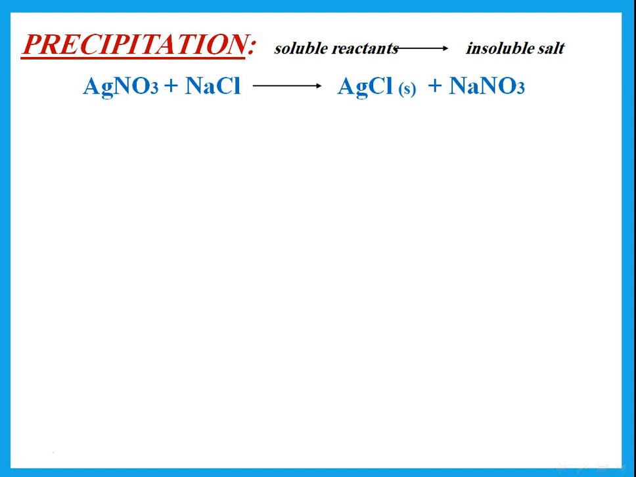But here, when I put two solutions together and they form a solid, that solid is called a precipitate. So what am I trying to make? I'm trying to make silver chloride. Now, the question is, what am I going to use to make silver chloride? I need silver something and something chloride.